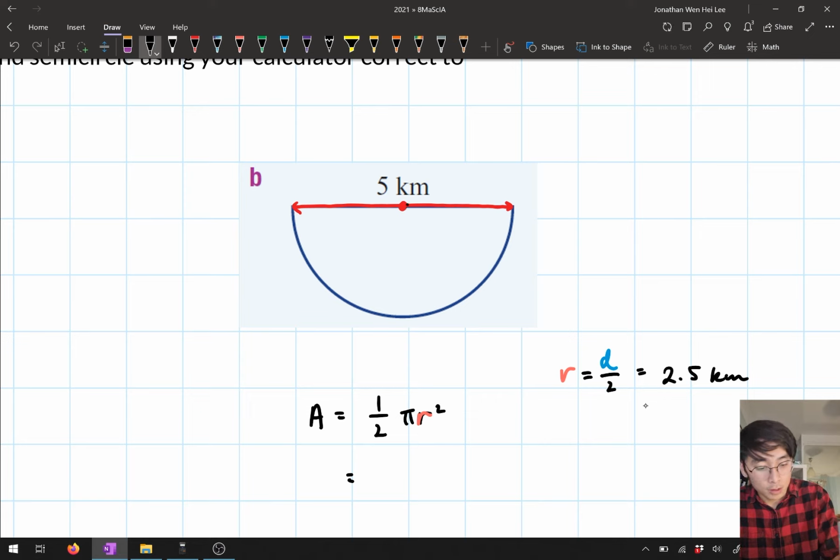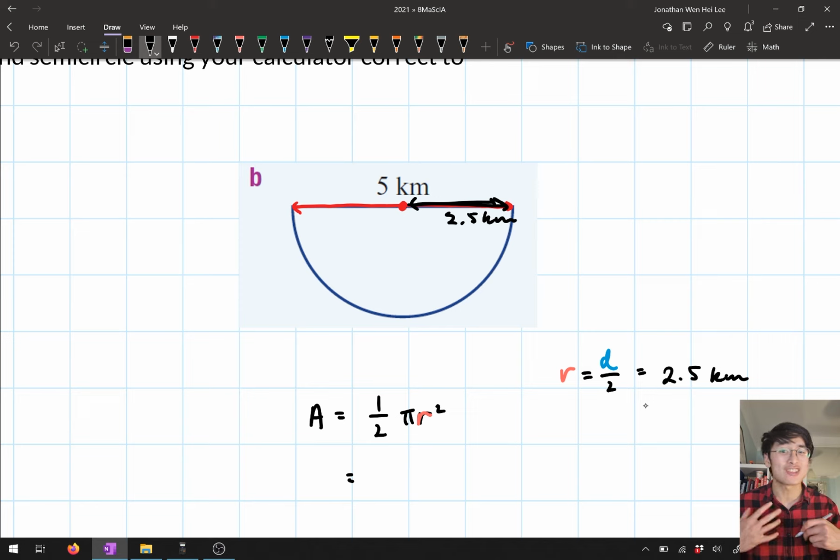So here, the length from here to here is going to be 2.5 kilometers. So you need to be very careful when you're trying to find the area of a circle. We actually need the radius. We don't want the diameter. And so here I actually need to find my radius by just halving the diameter.